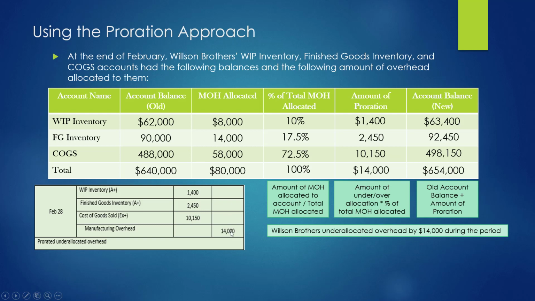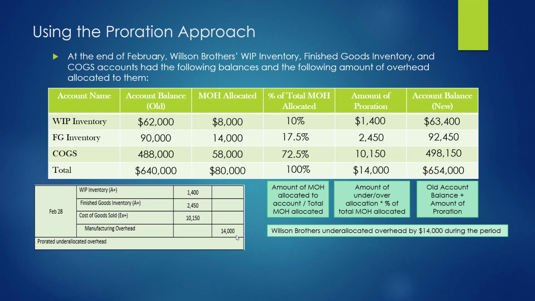And our credit is to our manufacturing overhead pool. Since we underallocated, we have to allocate an additional $14,000 out of the pool to the different jobs that we have. Well, in the manufacturing overhead transitional account, when you allocate out, it's on the credit side. So that's why we have a credit to manufacturing overhead for 14 grand.